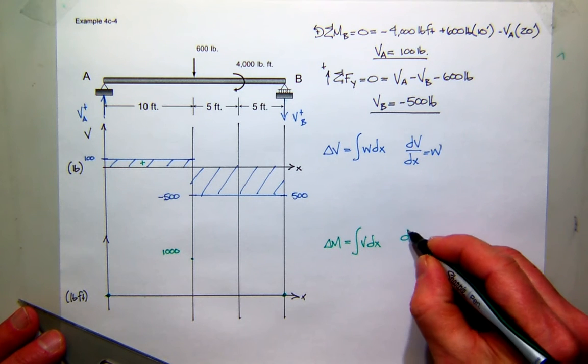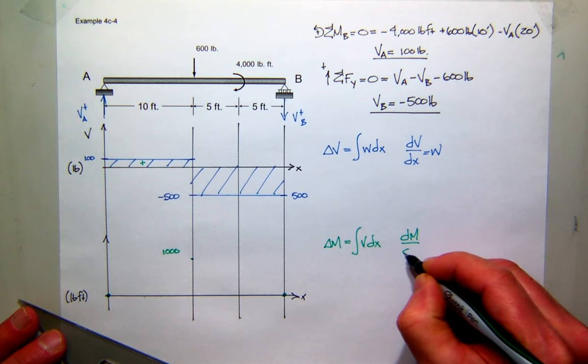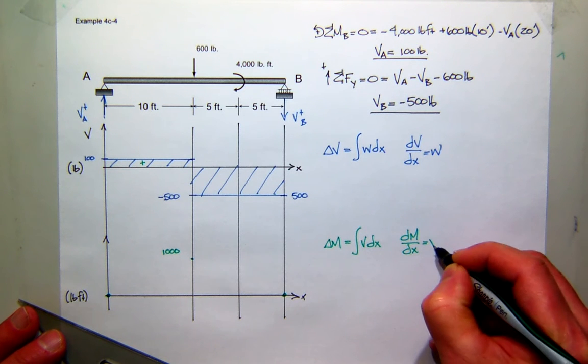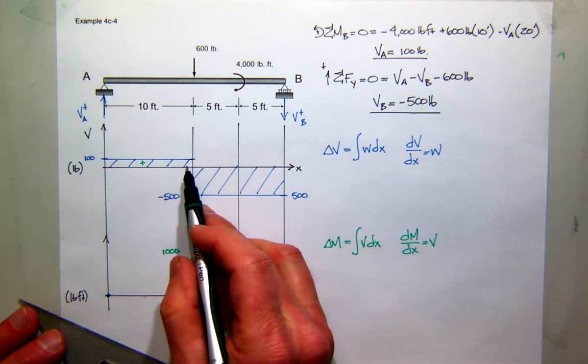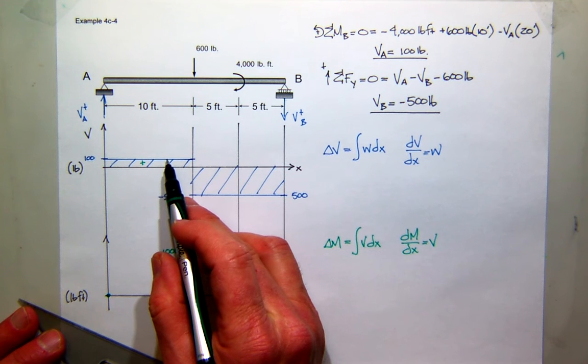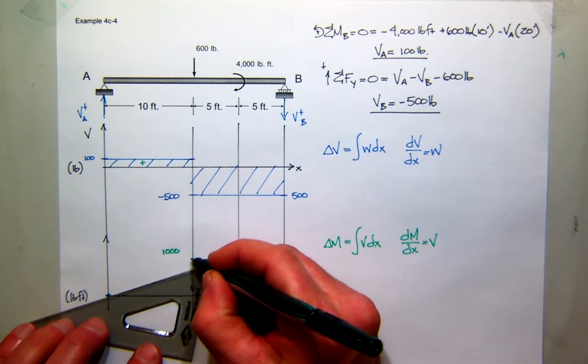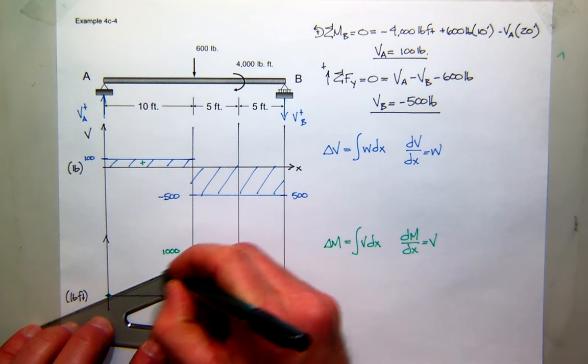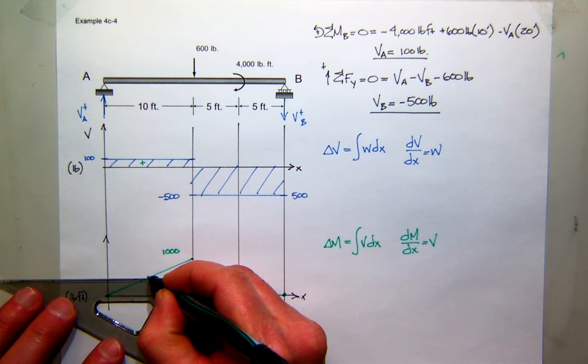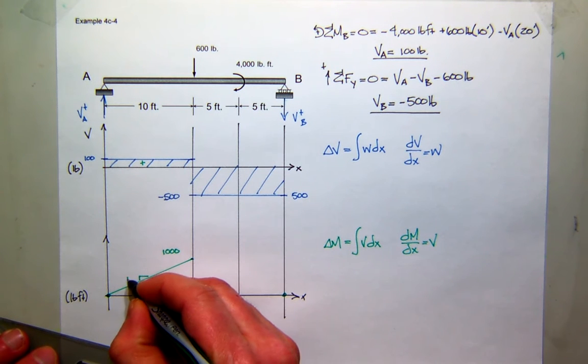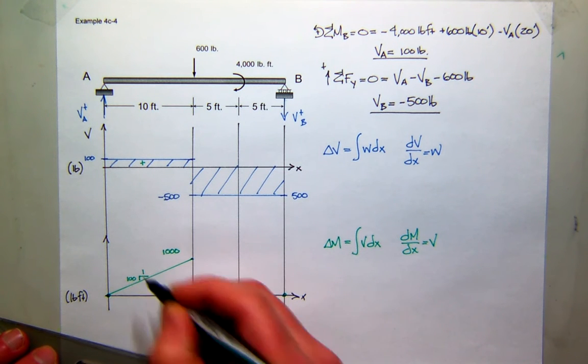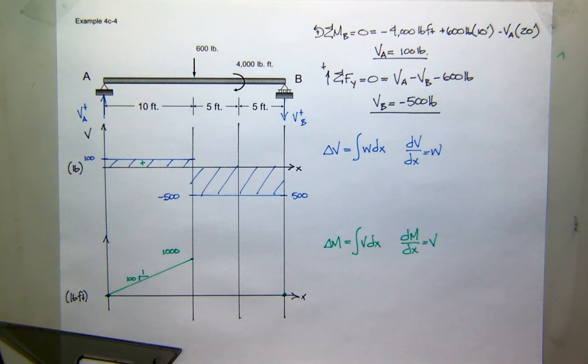The slope of the moment diagram in that section is equal to the shear. So what's the shear over the first 10 feet? Positive, and it's constant. So if I actually wrote that in, that would have a slope of positive 100 to 1. Okay?